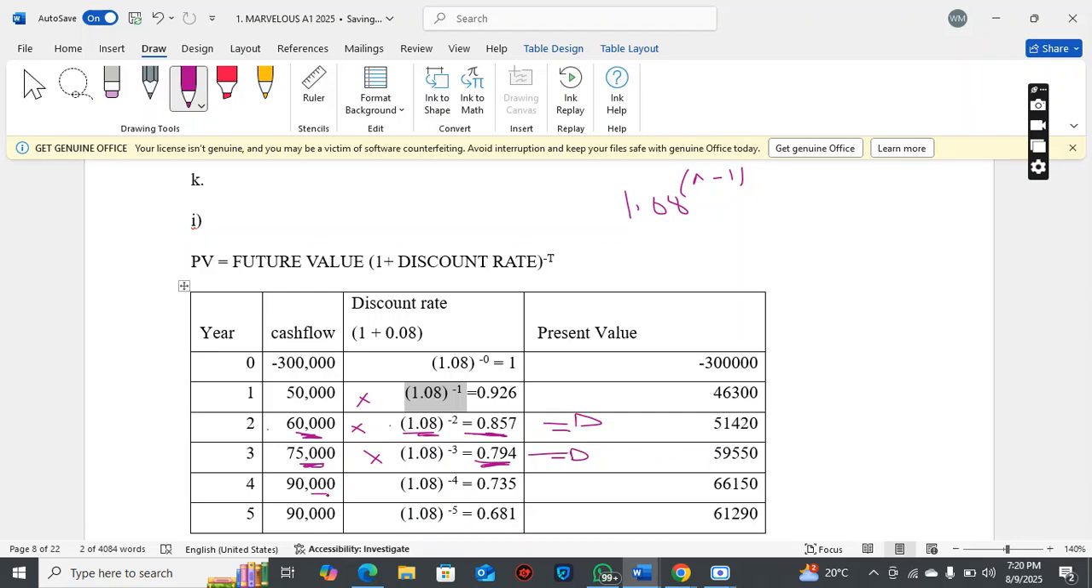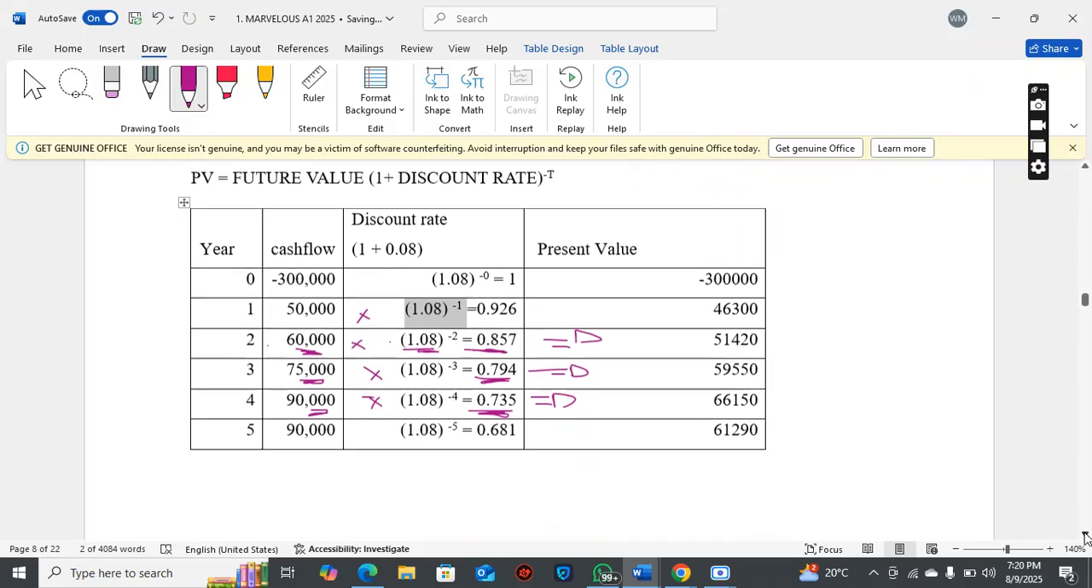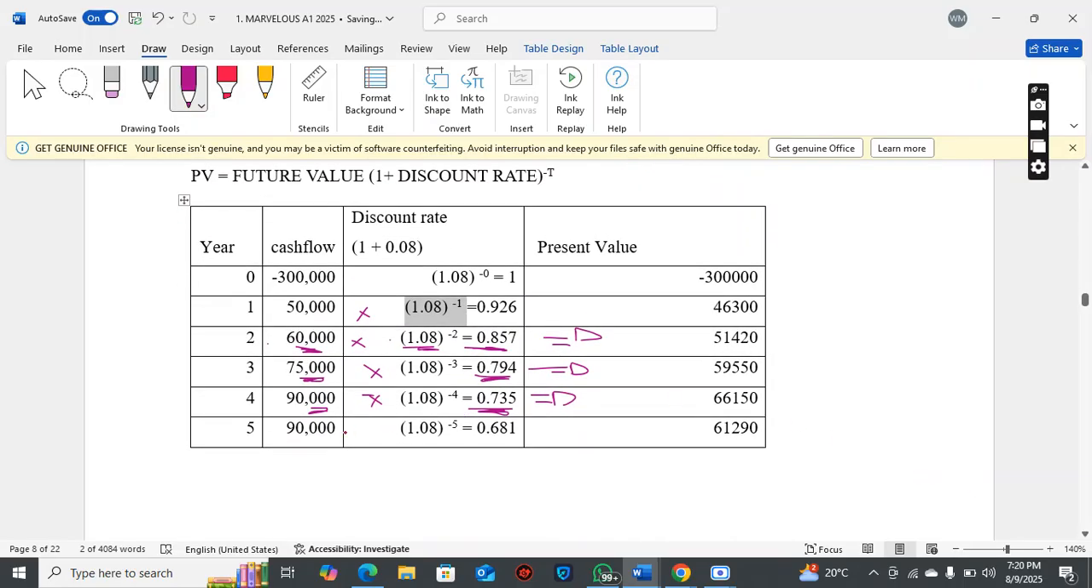Year 4, 90,000. Raise it to the power negative 4, 0.735. 90,000 times 0.735 is 66,150. Then in year 5, again it's another 90,000. You say 1.08 to the power negative 5, 0.681. Multiply 90,000 by 0.681, you get 61,290.